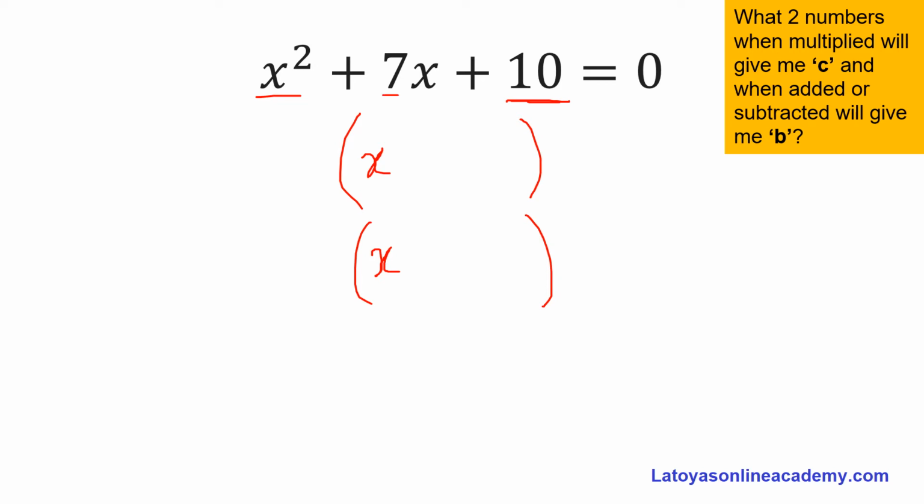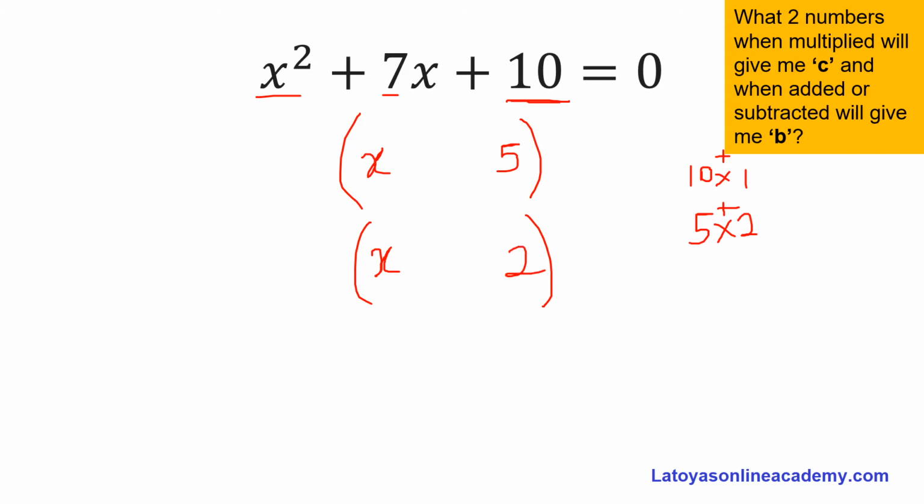So we have to ask ourselves again, what two numbers when multiplied will give me c? Now we have quite a few options. Let's write it here. 10 by 1 is going to give me 10. But could I add or subtract 10 and 1 to give me 7? No. Let's try 5 and 2. 5 2s are 10, okay, and I can add 5 and 2 to give me positive 7. Alright, so this is what we're going to use. We're going to use 5, we're going to use 2.